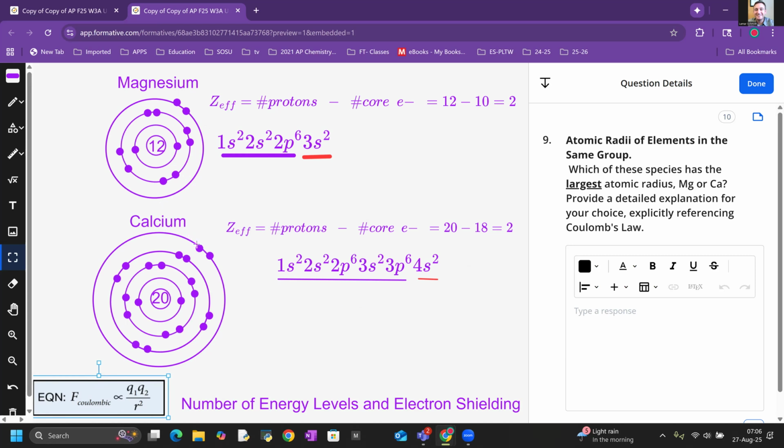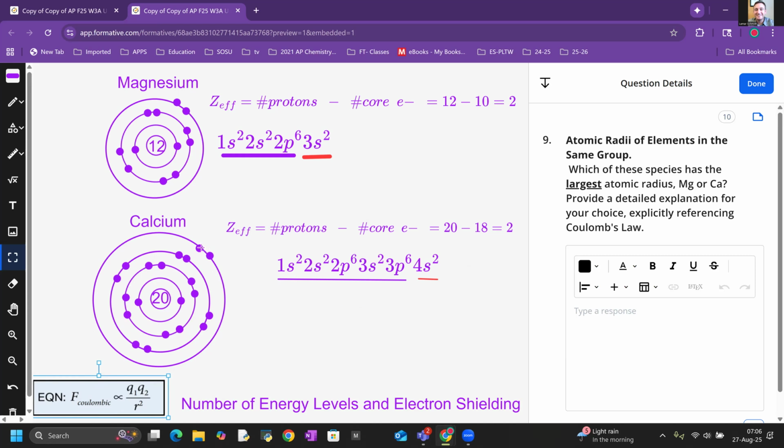But look at calcium. It has a whole bunch of core electrons, way more core electrons in the path between the nucleus and the valence electrons. And so there's more electron-electron repulsion. We call this electron-electron repulsion electron shielding. And so these valence electrons are being shielded from the attraction of the nucleus by core electrons. And the more core electrons you have, the more electron shielding you have, and then the lower the force of attraction those valence electrons have for the nucleus.